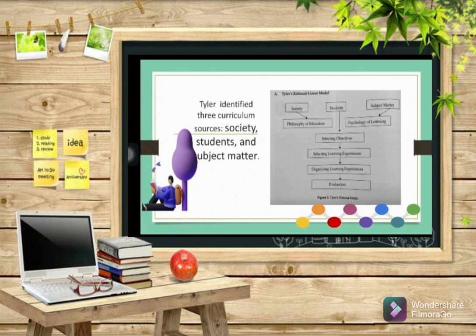After identifying numerous general objectives, the planners refine them by filtering them through two screens: the philosophy of education and the psychology of learning. The general objectives that successfully pass through the two screens become what are now popularly known as the instructional objectives. Curriculum objectives indicate both the behavior to be developed and the area of content to be applied.